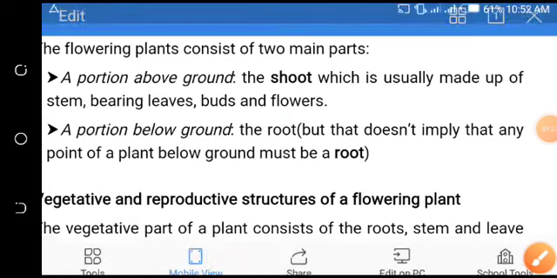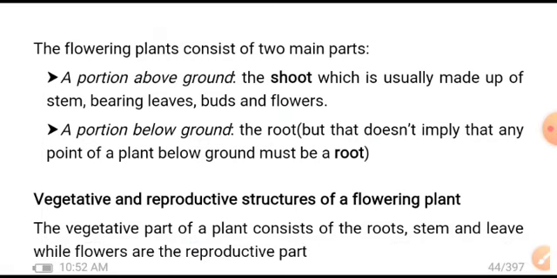Here, the flowering plant consists of two main parts. There is what you call the portion above ground, which is the shoot, and the portion below ground, which is the root, as I said. The shoot is usually made up of the stem bearing leaves, buds, and flowers.